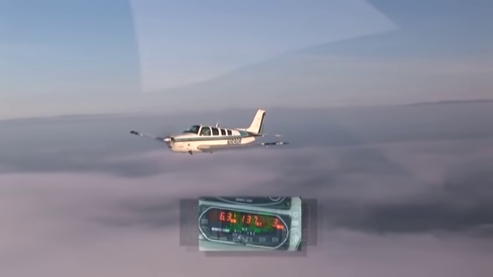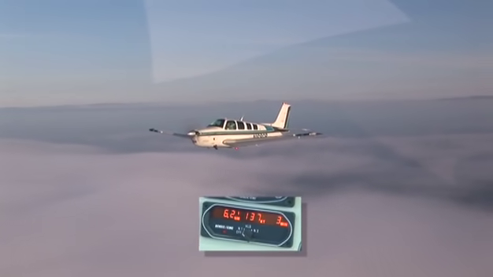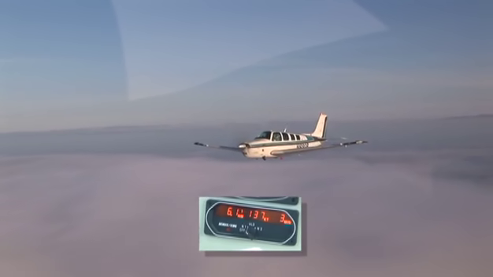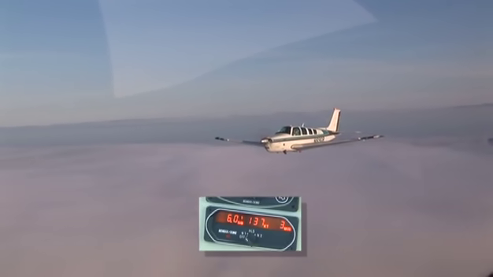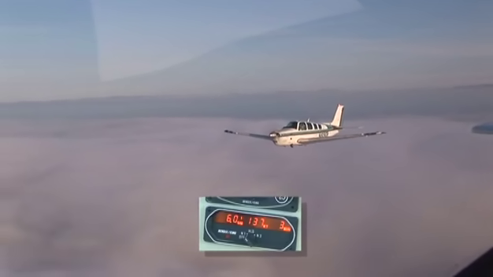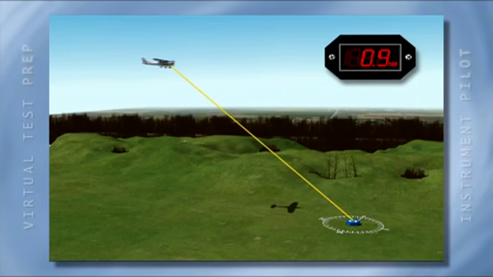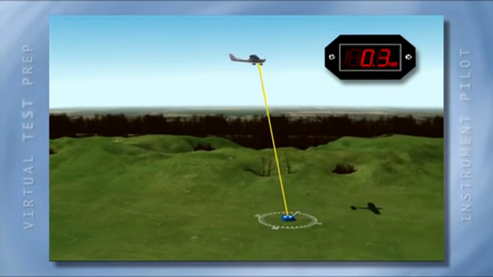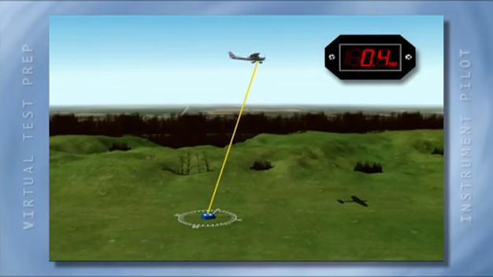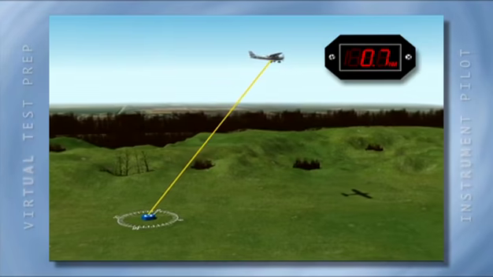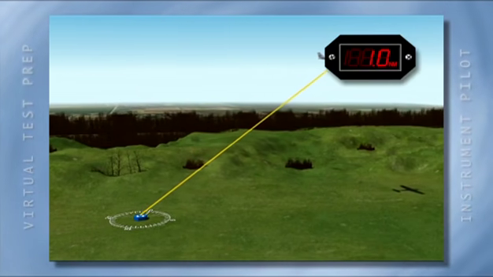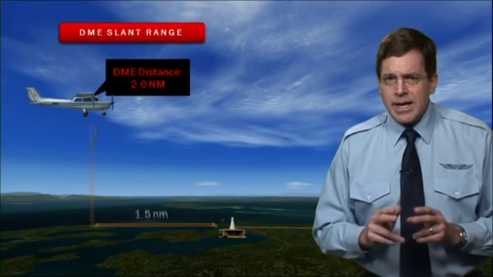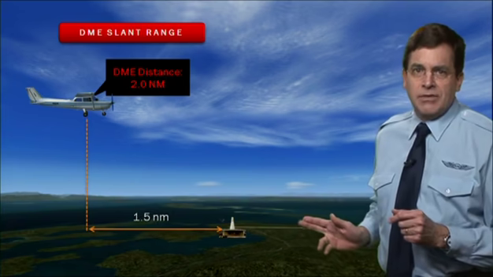Listen for the coded identifier repeated every 30 seconds. If you cannot detect the coded identifier, then any DME signal is unreliable. DME measures slant range. Slant range is the angled distance from the VOR DME station to the aircraft and not the horizontal distance across the ground. At greater distances, this is not significant, but as the aircraft approaches the station, slant range error increases. Note the DME displays 2.0 nautical miles because the slant range distance is 12,000 feet.